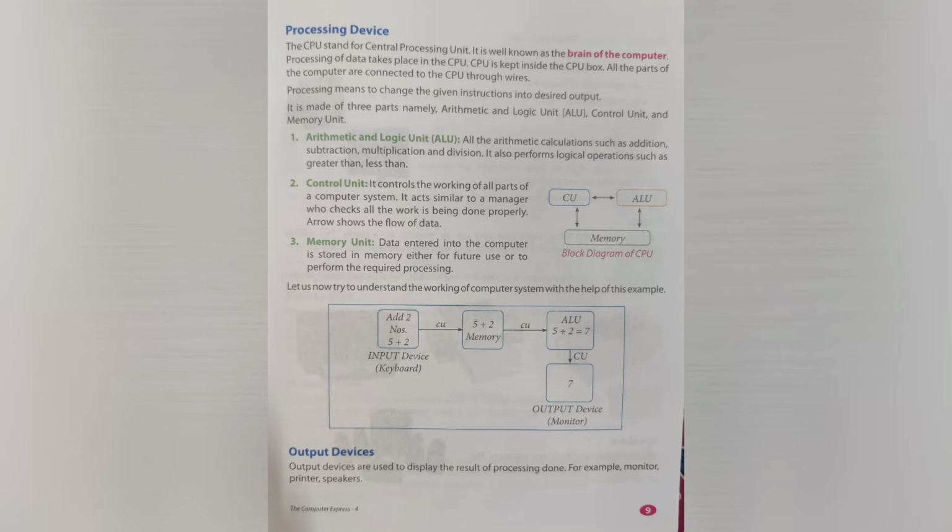Then the output device. Output devices are used to display the result of processing done. The processing is done in the CPU with the help of the ALU, CU and memory unit, and the result is shown on the display, the desktop, which is the output device. For example, monitor, printer and speakers.